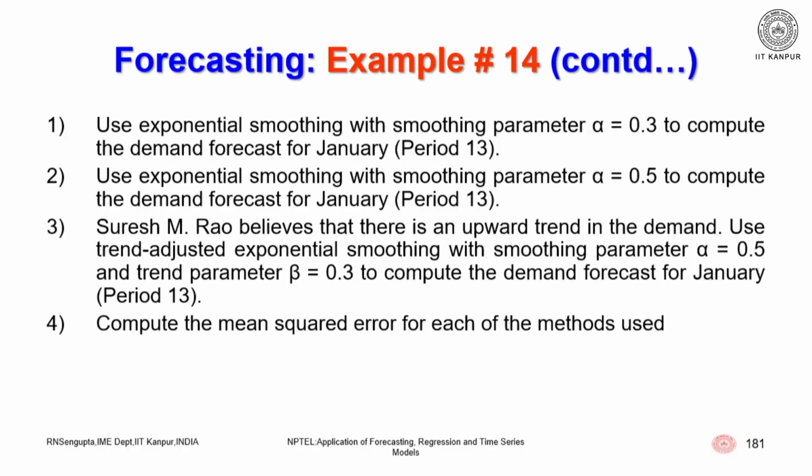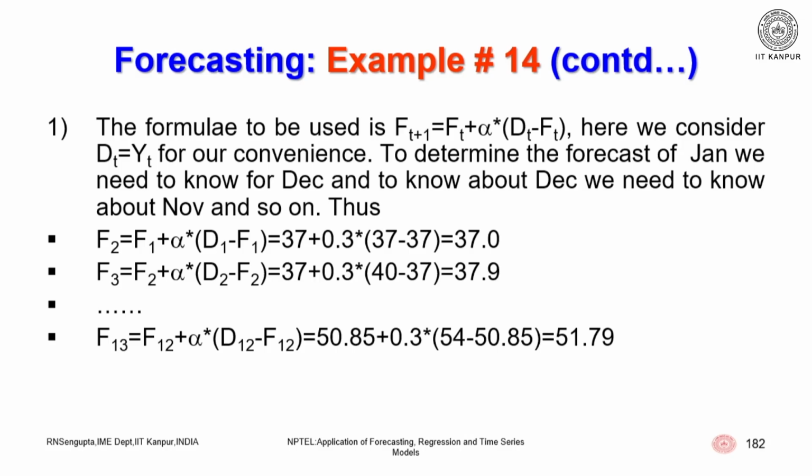The owner, Suresh Rao, believes there is an upward trend in the demand. Use trend adjusted exponential smoothing with smoothing parameter alpha 0.5 and trend parameter 0.3 to compute the demand forecast for January next year. Compute the mean square error for each of these methods which is used, and here we will highlight what I was talking about. So, let us solve the problem.